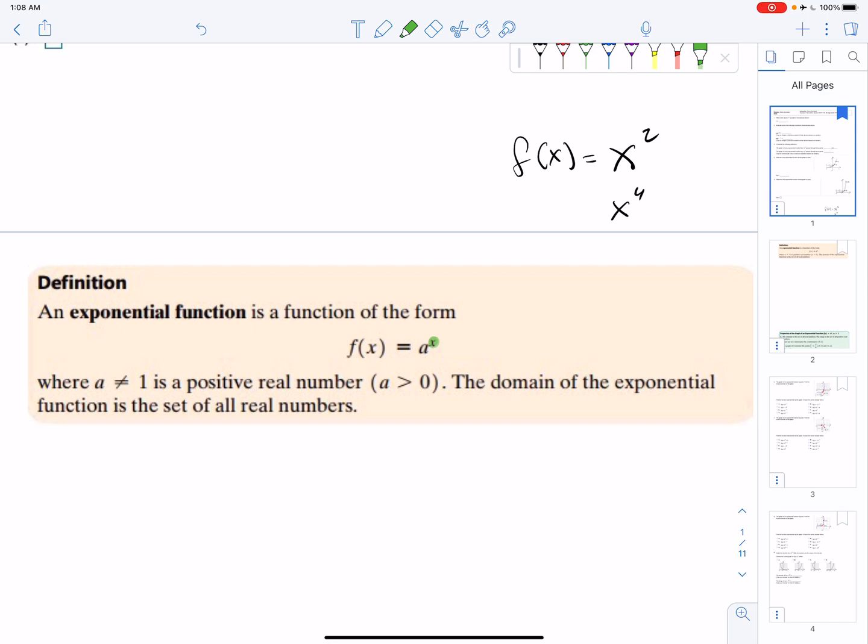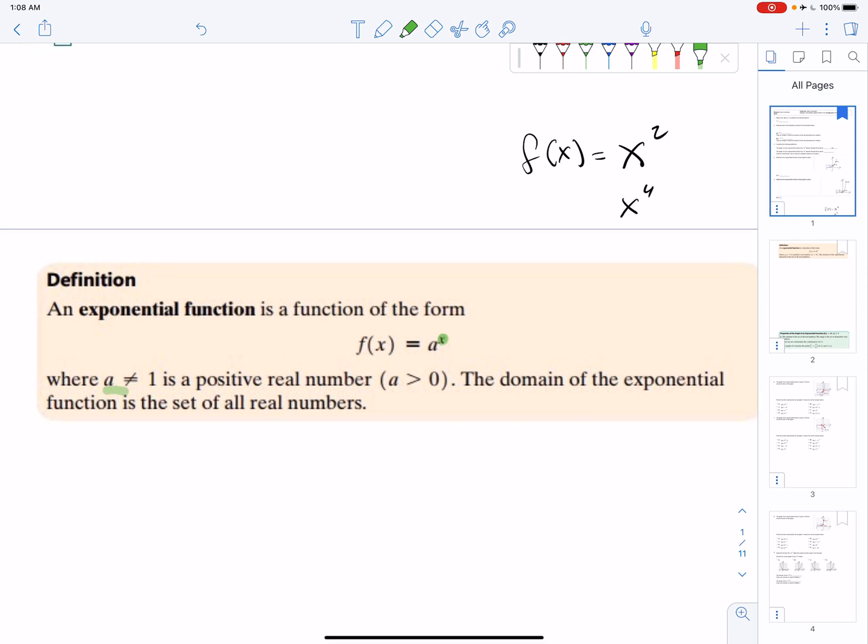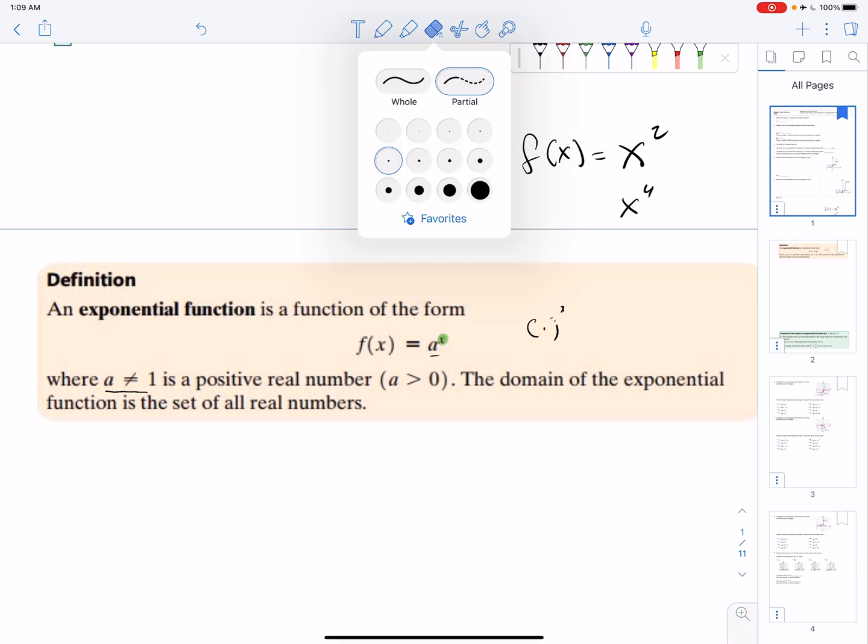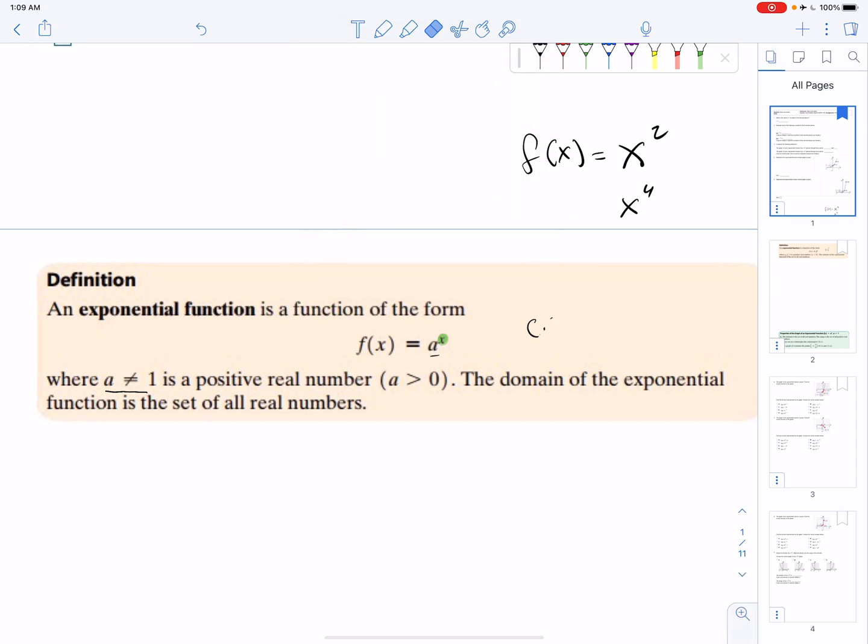But I think we're going to go ahead and graph it for you so you can kind of get the idea of what's happening. It says where a cannot equal 1. Well, the reason why is because look at if a equals 1 and you raise to the first power and you raise to the second power and you raise to the third power, it's all 1. So the function would just remain constantly 1 the whole time, which would not be an exponential function. So a cannot equal 1, but a must be greater than 0, okay?